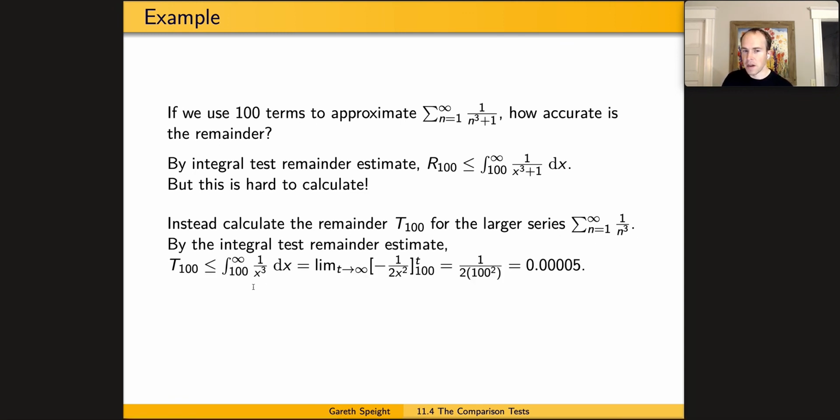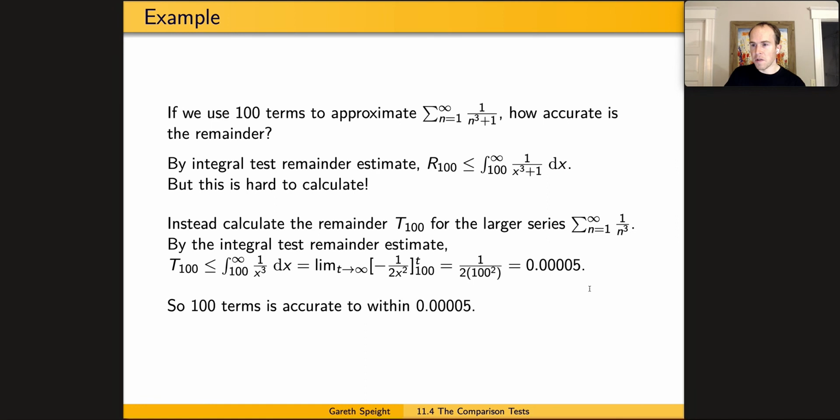We use the inequality. The remainder is less than the integral from 100 to infinity of our function, except now we have the larger function 1/x cubed. This we can easily do, right? The antiderivative of x to the minus 3 is x to the minus 2 over minus 2, so minus 1 over 2x squared. We plug in t, we plug in 100, we subtract, and we let the limit as t goes to infinity, which we can actually calculate.